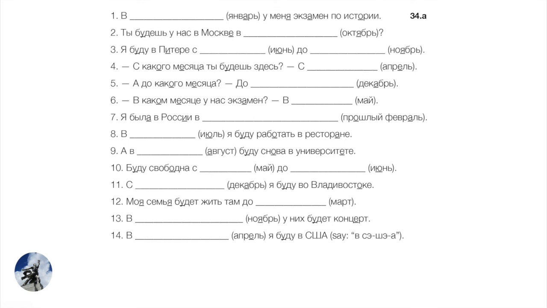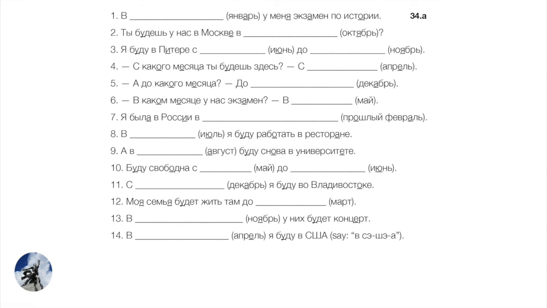Okay, number 4, from which month will you be here, right? Meaning starting in which month, as of which month. С какого месяца ты будешь здесь? Well, as of April, right? From April. С апреля. Number 5, а до какого месяца, right? Okay, a follow-up question, right? Until which month? До декабря, right? Until December. I'll be here until December.